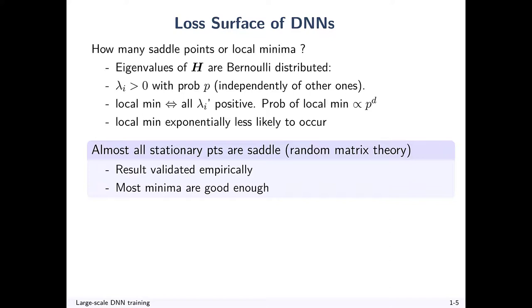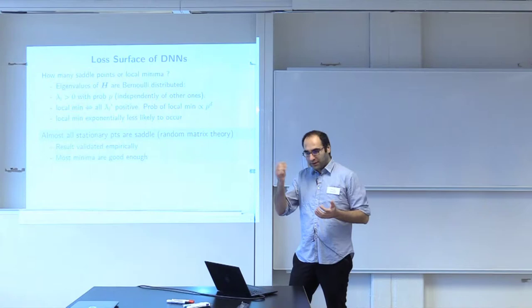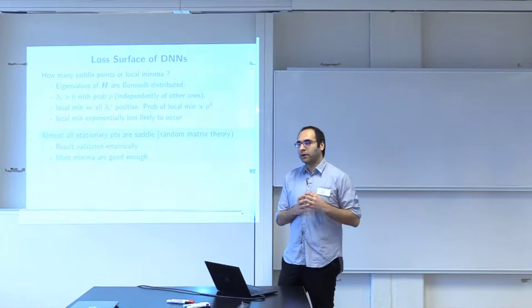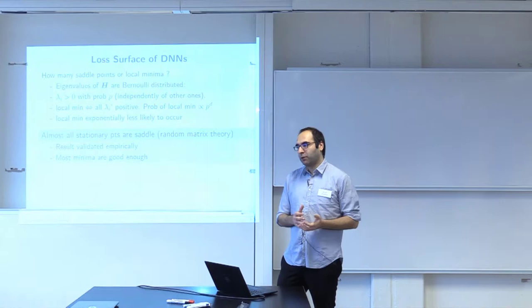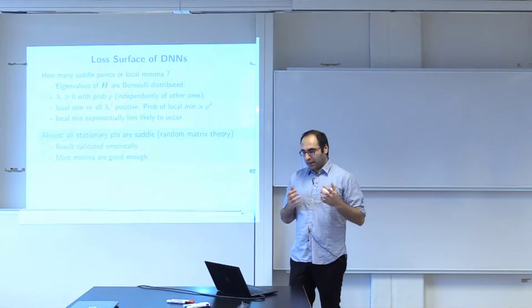So in that case, to get a local minimum, you need all the eigenvalues to be positive. The probability of this happening is P to the power D, where P is a small number and D is huge; recall that D is the number of parameters in the deep neural network. So this probability goes to zero exponentially. The probability of local minima is exponentially less than the probability of saddle points, so local minima are not likely to occur. This is just to say that almost all the stationary points are saddle points.